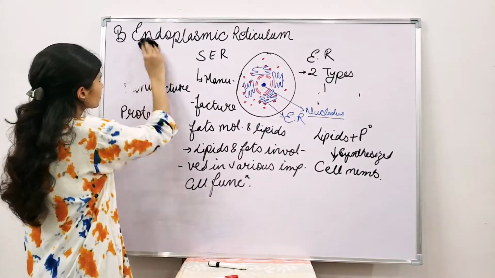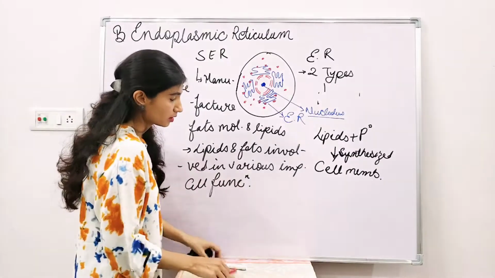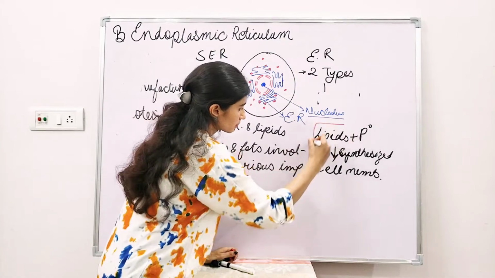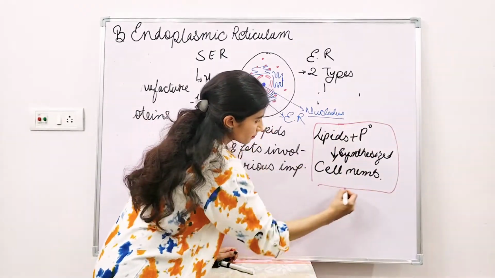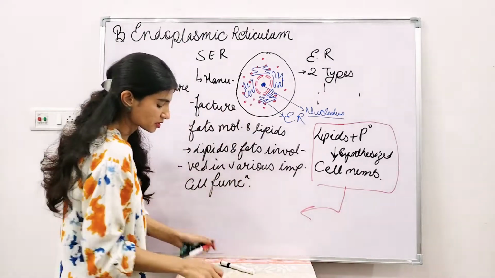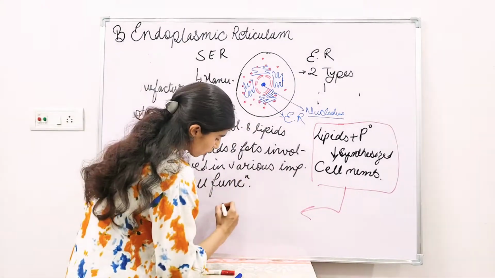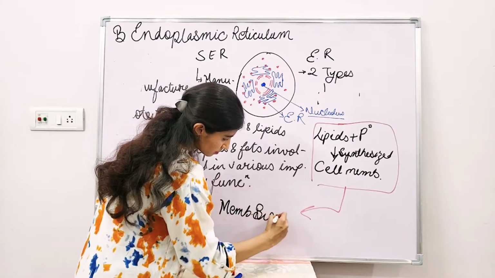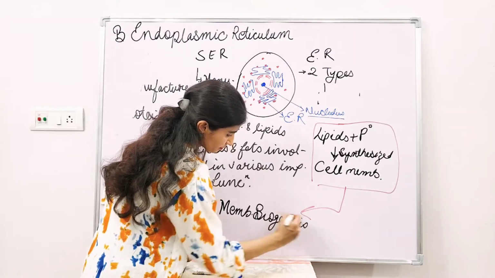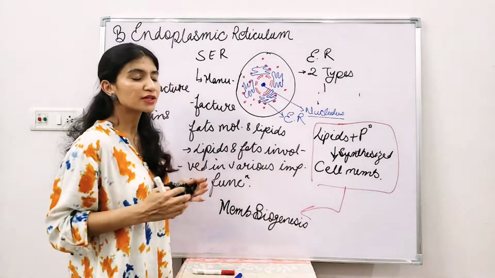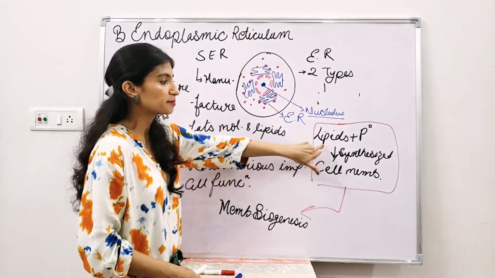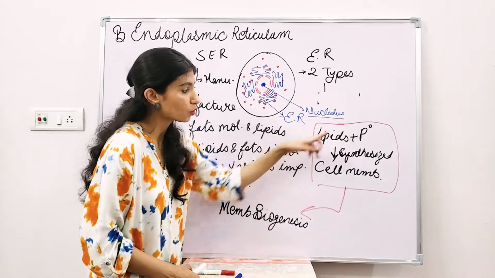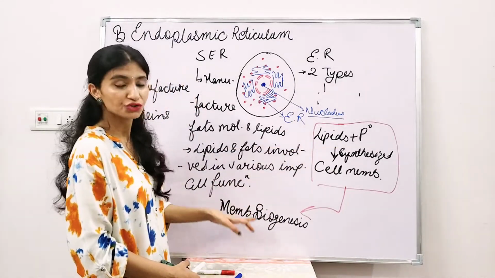Now, what is this whole process called? It is called membrane biogenesis. The synthesis, manufacturing or production of the cell membrane with the help of lipids and proteins is called membrane biogenesis. So this whole process is called membrane biogenesis.